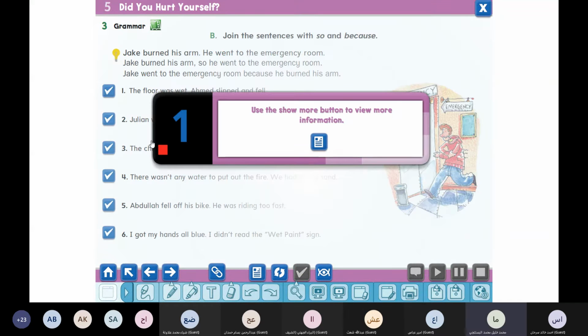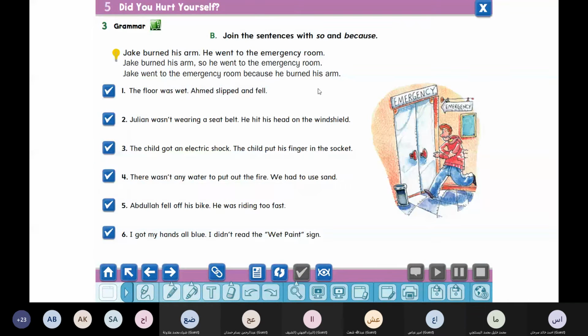Now here we have, join the sentences with so and because. Jake burned his arm. He went to the emergency room. Jake burned his arm, so he went to the emergency room. Now we can say it in another way. Jake went to the emergency room. Why? Because he burned his arm.